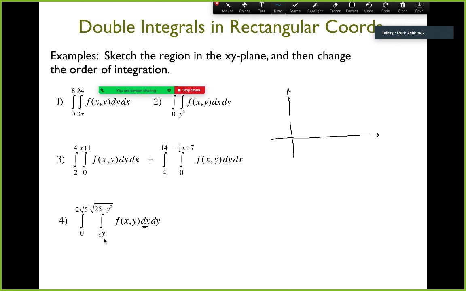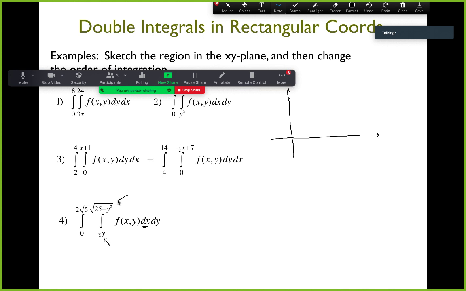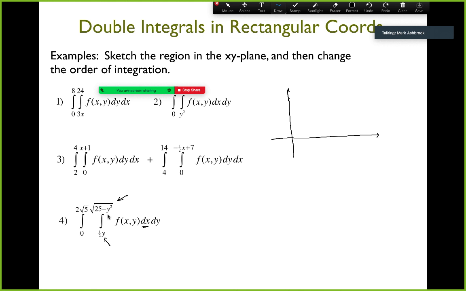So what part of the region is 1/2 y and the square root function? This would be what part of the region? Left and right. Yeah, this would be the left boundary, right? Because dx means go left to right. And then bottom to top.